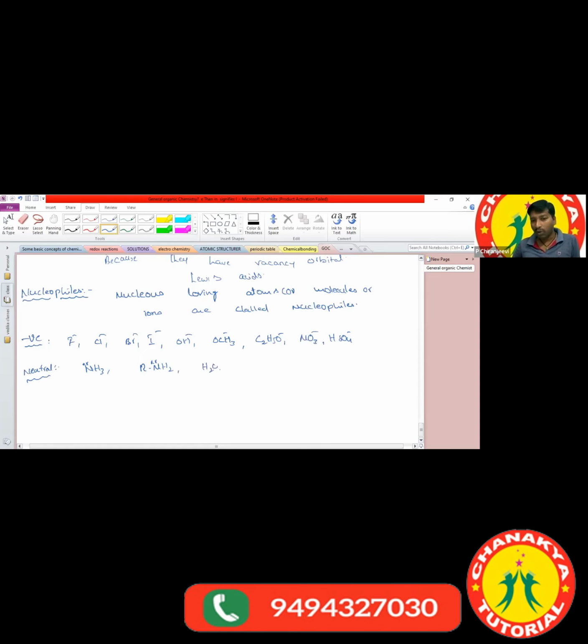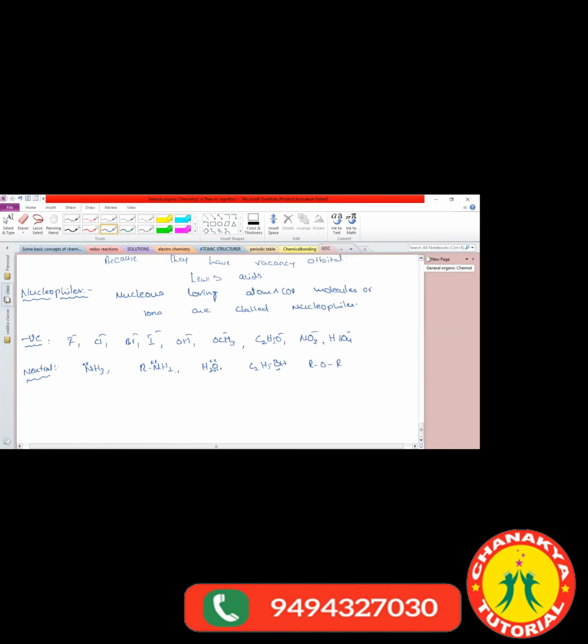Water also acts as a nucleophile because it has two lone pairs of electrons. And ethyl alcohol, C2H5OH, has an oxygen atom with two lone pairs of electrons, so it also acts as a neutral nucleophile. Ethers, R-O-R, thioethers and thioalcohols are all examples of neutral nucleophiles. Now we have the clarity. Got it, all of you?